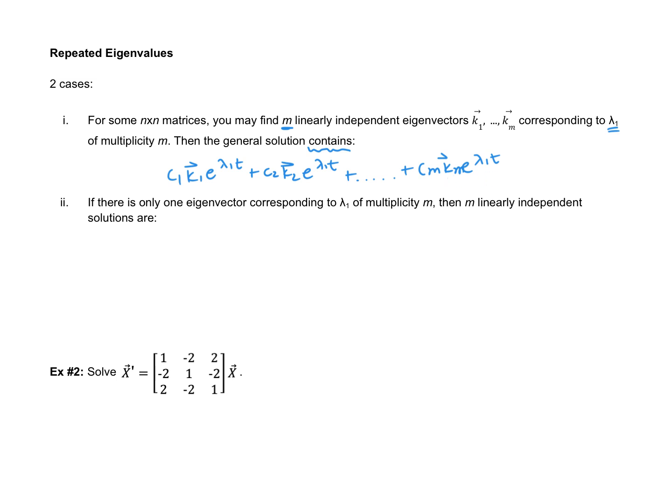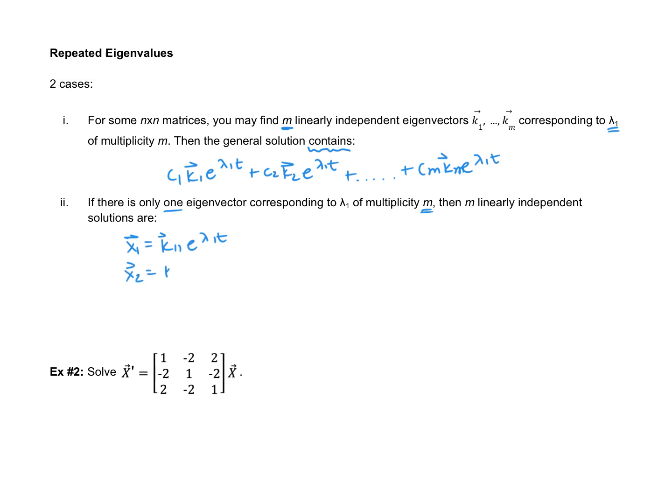On the other hand, though, what if there's only one eigenvector that is corresponding to that eigenvalue of multiplicity m? Then there will be m linearly independent solutions of the following. So x1 is going to be k11 e to the lambda 1t.